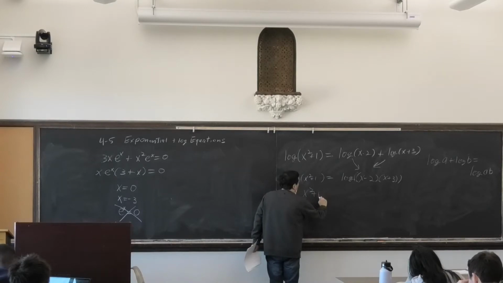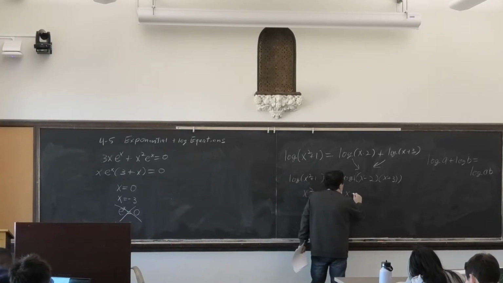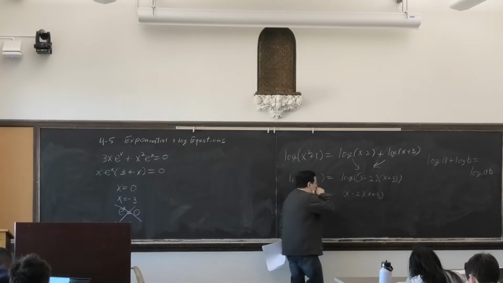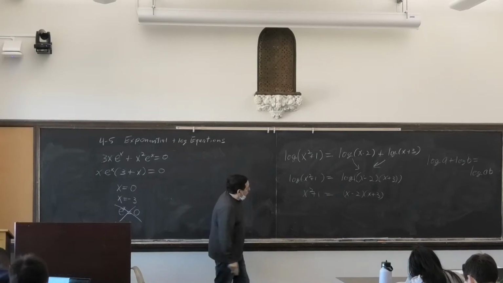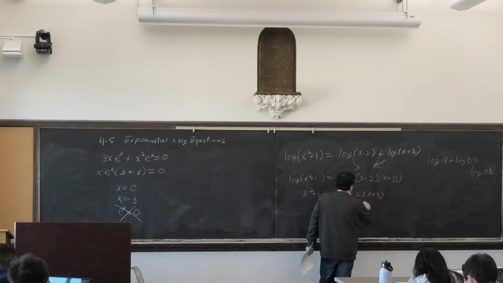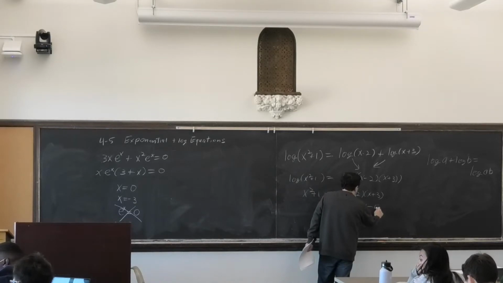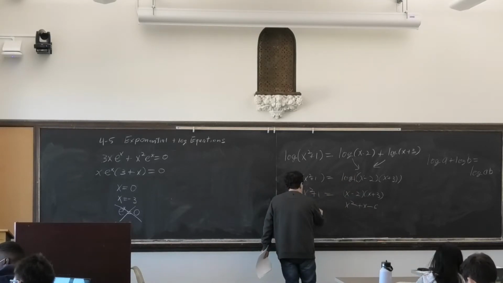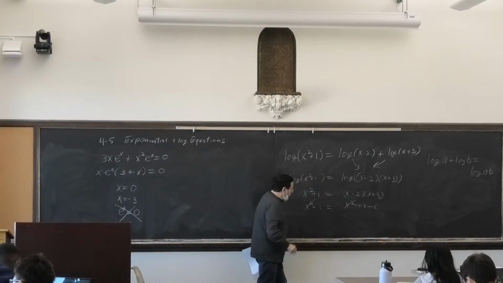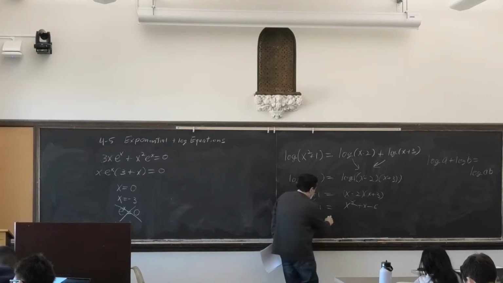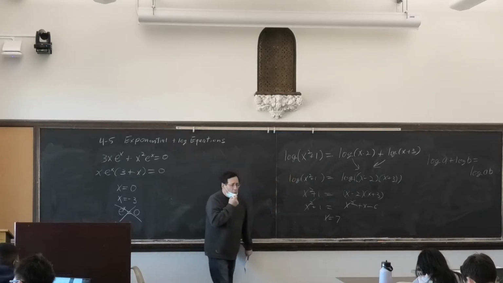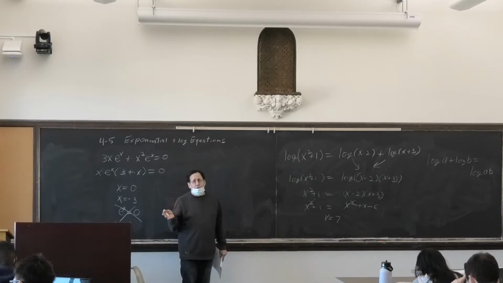X squared plus 1 equals x minus 2 times x plus 3. Working this through, we get x squared minus 2 plus 3 plus x minus 6. X squared is canceled. So we get x equals 7. We want to check the answer.